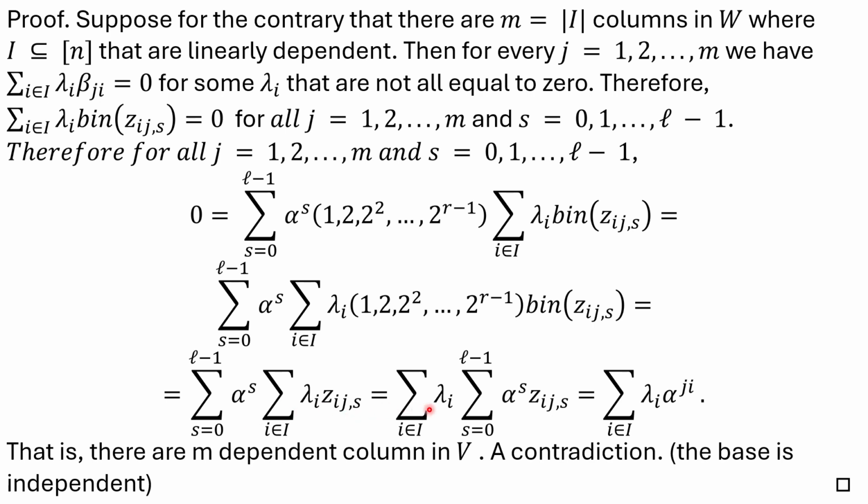Now we can move the Z_ijs to the alpha to the power of s, because we still go over the sum of i. And we remember that this is exactly alpha to the power of ij, because that's exactly how we define them. So we got that there are m dependent columns in V, which is a contradiction because we know the base is independent.